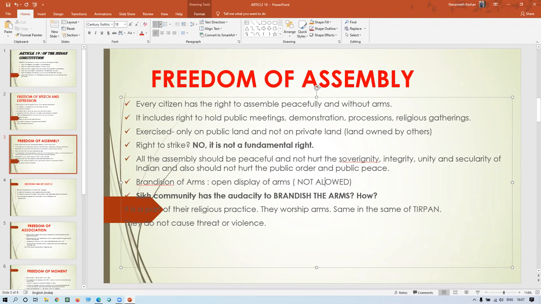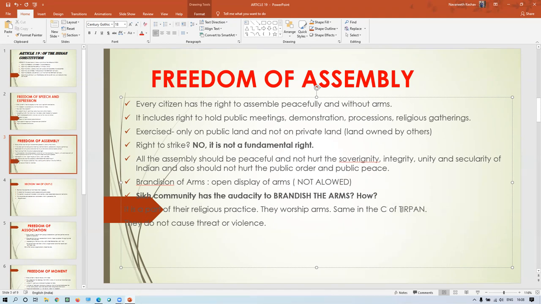As I said, any people can hold a religious gathering. So the Sikhs, while holding their religious gathering, have the right to practice their religious practices. They worship their arms, in the form of the tirpan also. What does tirpan mean? Tirpan is nothing but the knife which they use. They worship them, and it is one of their religious practices. They can do this because they are not going to cause any threat or violence to society. So this is totally allowed.